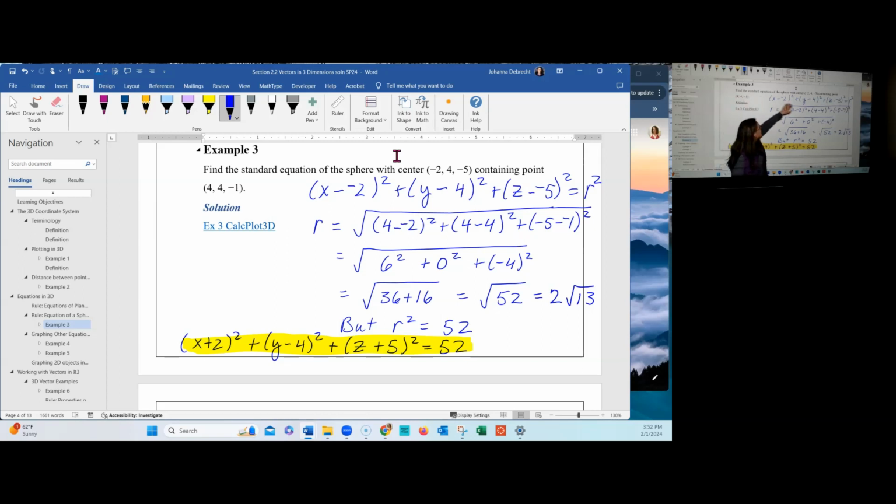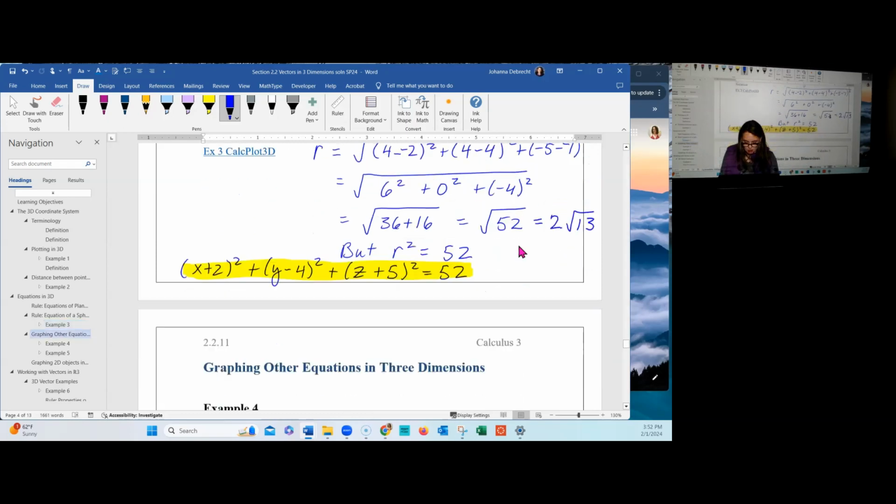Anyway, I did 4 minus -2, which gave me 6 squared or 36. 4 minus 4 is 0, and I don't know why, but on this one I went the other way. -5 minus -1 is -4 squared is 16, which gave me 52. So the radius is 2 square root 13, but the formula calls for r squared. So I replaced the a, b, and c with the coordinates of the center, and I replaced r squared with the radius squared.